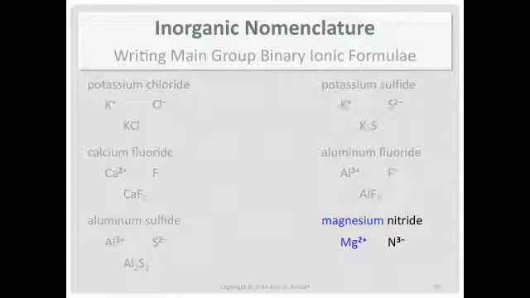Magnesium ion, 2 plus because it's in 2A. Nitride, 3 minus because it's in 5A. The least common multiple of 2 and 3 is 6. So 3 magnesium ions gets you a plus 6, and 2 nitrides gives you a minus 6.